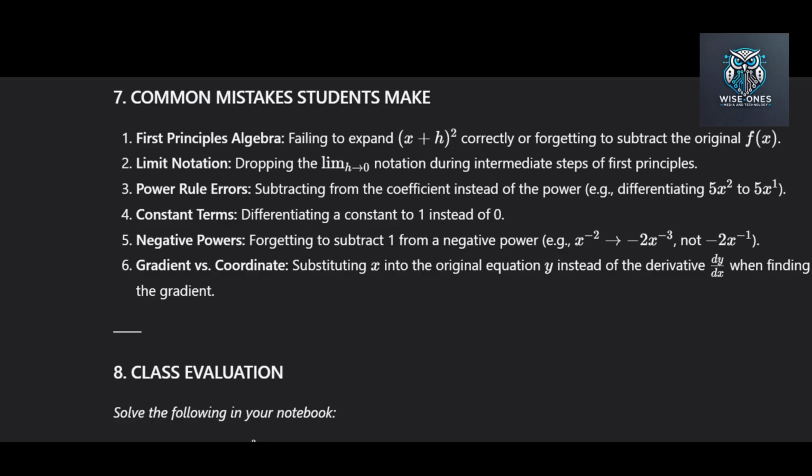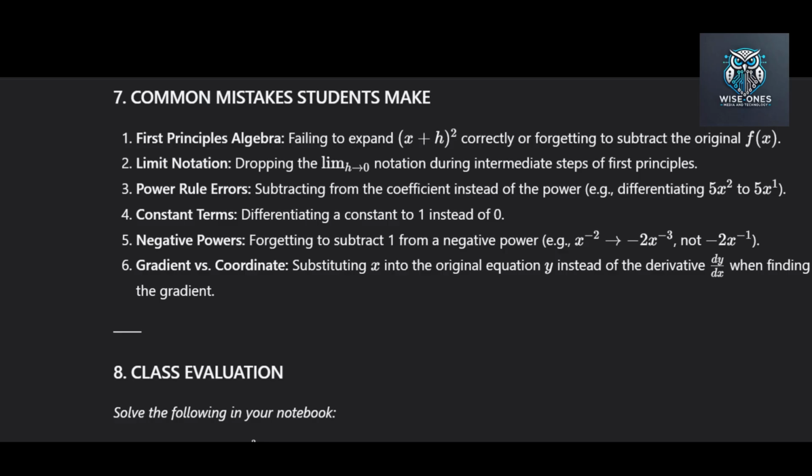Mistake number 2. Limit notation. Dropping the limit as h approaches zero notation during intermediate steps of first principles. Correction. Keep writing limit as h approaches zero until the very last step. It shows the examiner you know what you're doing. Mistake number 3. Power rule errors. Subtracting from the coefficient instead of the power. For example, differentiating 5x squared to 5x to the power of 1. Correction. Multiply the coefficient by the power. 5 times 2 is 10. Then reduce the power, so 10x.